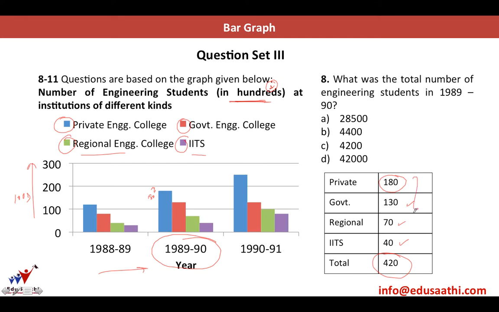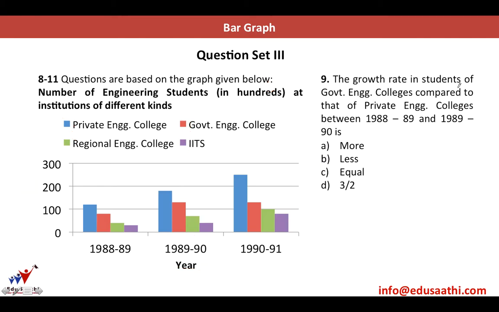Now this is subject to your discretion. For example, somebody can take not 180 but something like 175, here something like 125, but you'll find a close enough answer. It is better that you take numbers ending with 0. So I have 420 as the total number of students, but I'll multiply this by 100 because all these numbers are in hundreds. So what is my final answer? 42,000. So D part here is the answer.